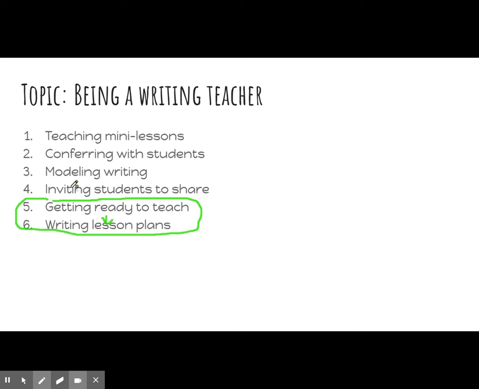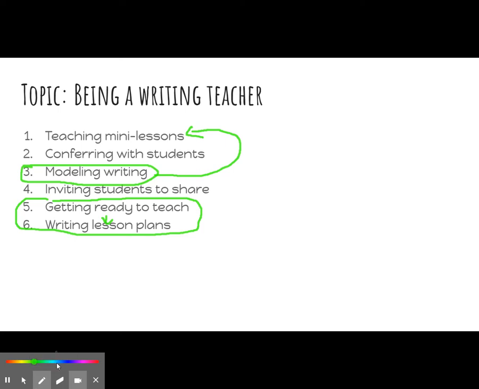I also think that when I model writing, I do that when I'm teaching lessons. So I think that could be part of that one, right? So this here, number 3, I think I'm going to put as part of teaching mini lessons. So that's the first thing you can do. You look at them, you think, well, how am I going to teach this? How do I want to organize it? And you see if there are any of them that can go together.